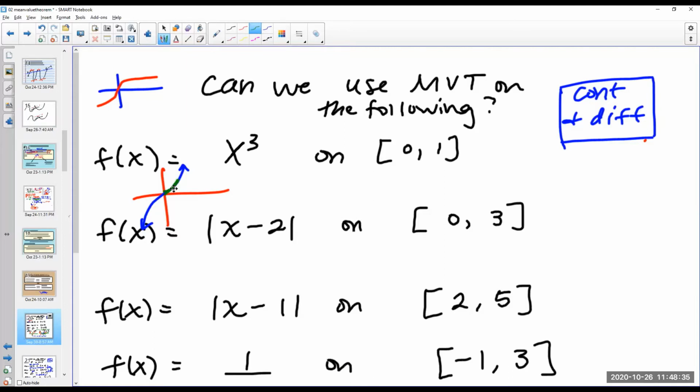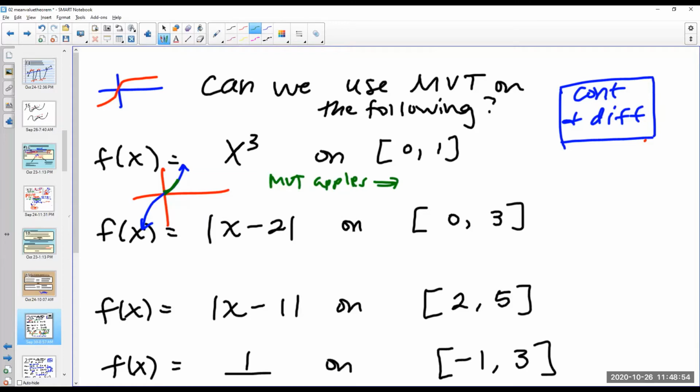Okay, question. Just looking at this green part, is the function continuous on this green part? Is the function differentiable on this green part? Yes. No sharp turns, no vertical tangents, no jumps, no holes. So I would say MVT applies. And you would proceed to do what you did on the last problem.